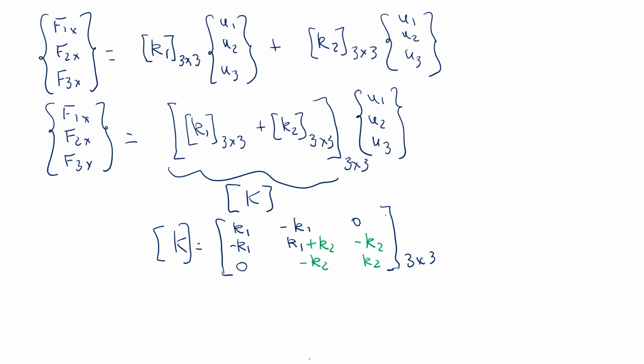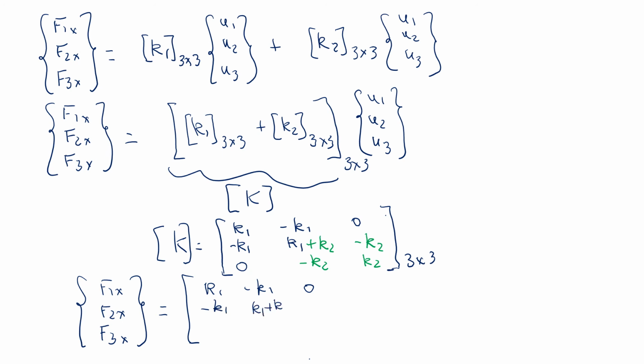So my total or global stiffness equations may be then written as F1x, F2x, F3x equals K1, minus K1, 0; minus K1, K1 plus K2, minus K2; 0, minus K2 and a plus K2.